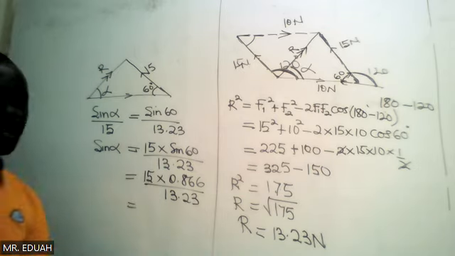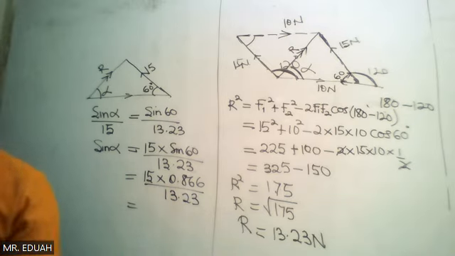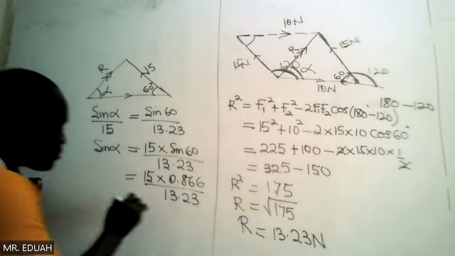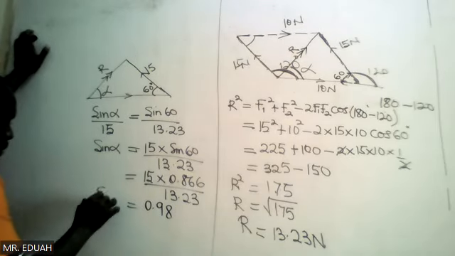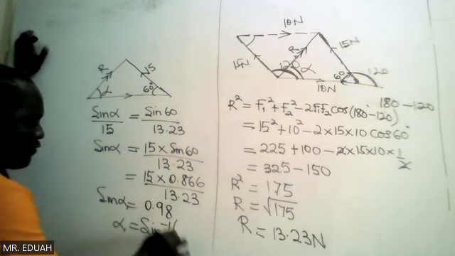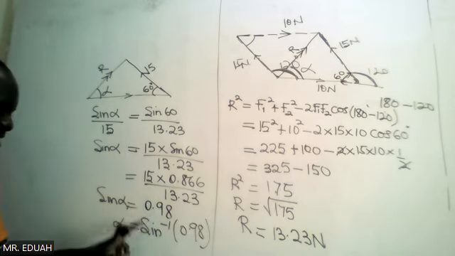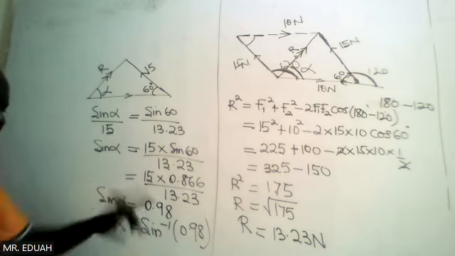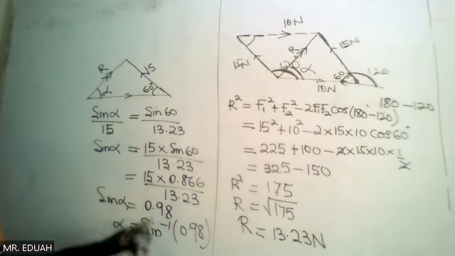What is 15 times 0.866 divided by 13.2? 0.98. Okay. And when you take the sine inverse of this will give you something close to 80. Check. Maybe 89, 88, 89. Sine inverse of this. 79.07.